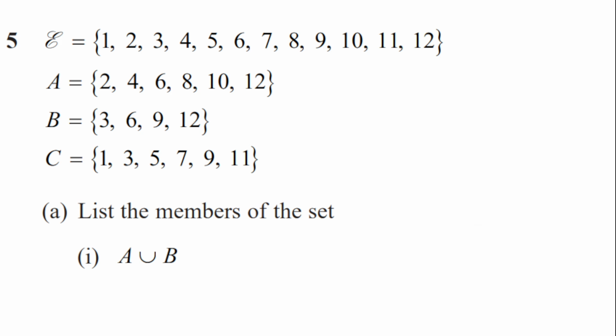This sign means union, and it looks like a U. This is to help you remember union. Union is when things come all together, right? So A or B is also called OR. It's when you write everything in A plus everything in B. So A is 2, 4, 6, 8, 10, and 12, and B is 3, 6, 9, 12.